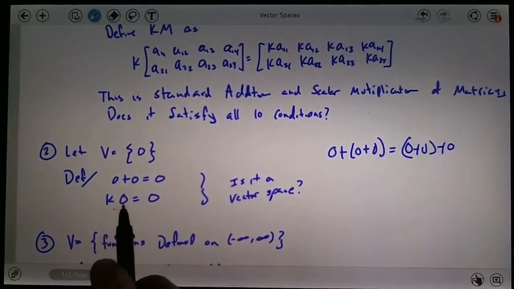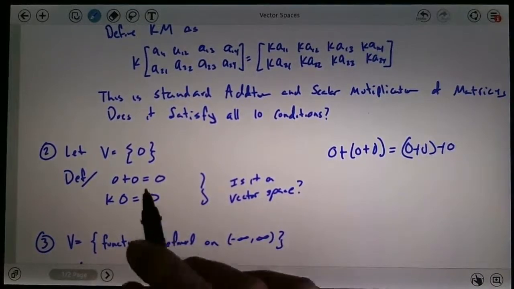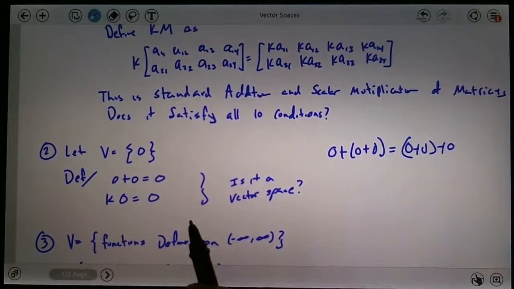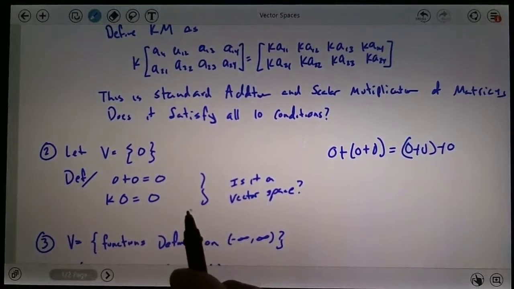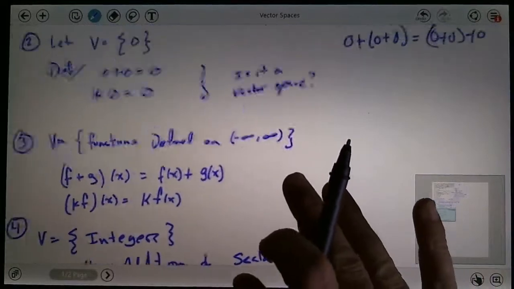If I multiply by a scalar, do I get something in there? Yes. You can go through and check that this satisfies all of them. And sure enough, it is a vector space. Here's another one.